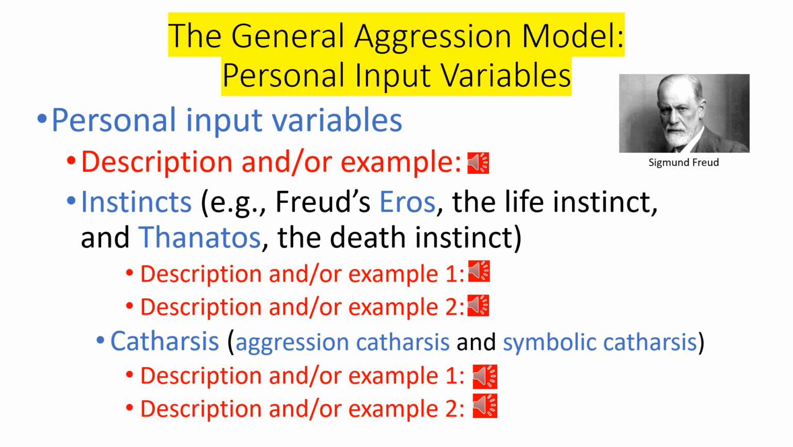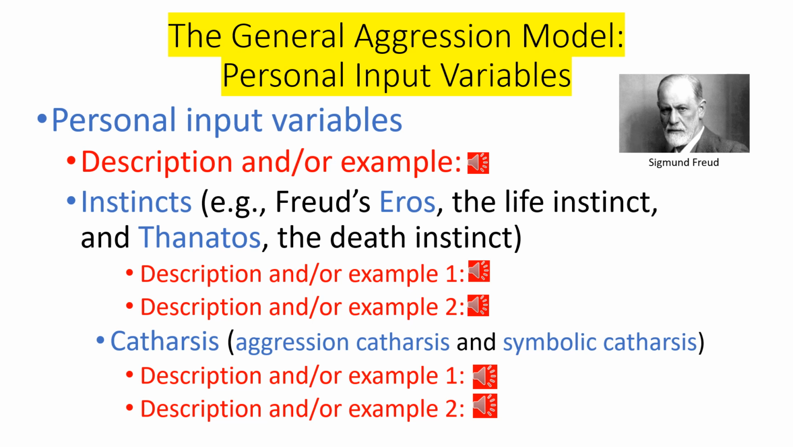One personal input variable that was really popular in the early decades of the 1900s were instincts. The instinctual approaches argue that humans, like all other animals, have an inborn, hardwired capacity to behave aggressively. Freud was a champion of this approach. In fact, he often talked about eros, the life instinct, and thanatos, the death instinct.